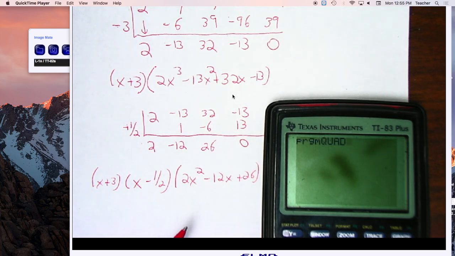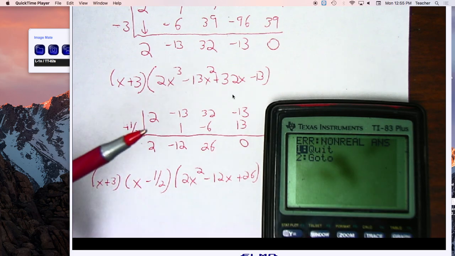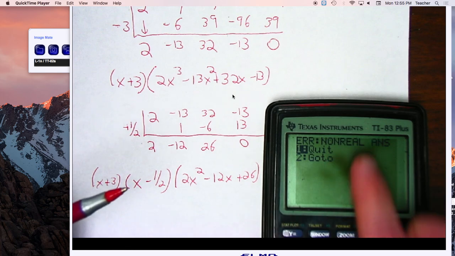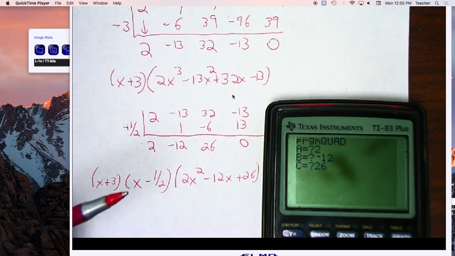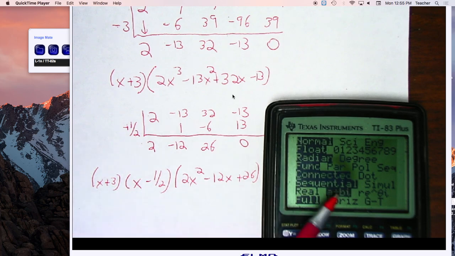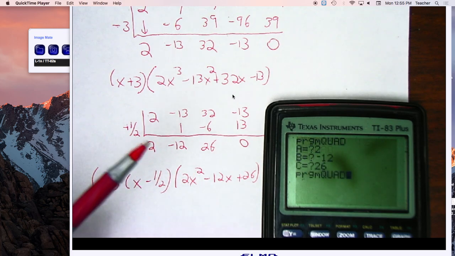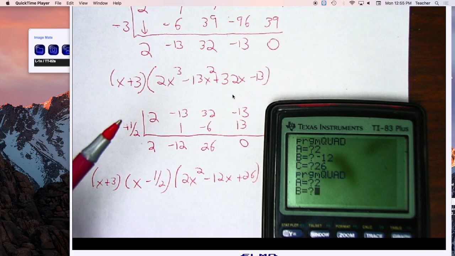And so when I go to the quadratic formula, 2, -12, 26, this may be what happens to you, depending on your mode. So it's giving me non-real answers. Okay, but there are some answers. They're just non-real. So if you get that message, you need to go to the mode screen and make sure you've got it set up to deal with complex numbers, a plus bi format, and then try the quadratic formula again. And so 2, -12, and 26.